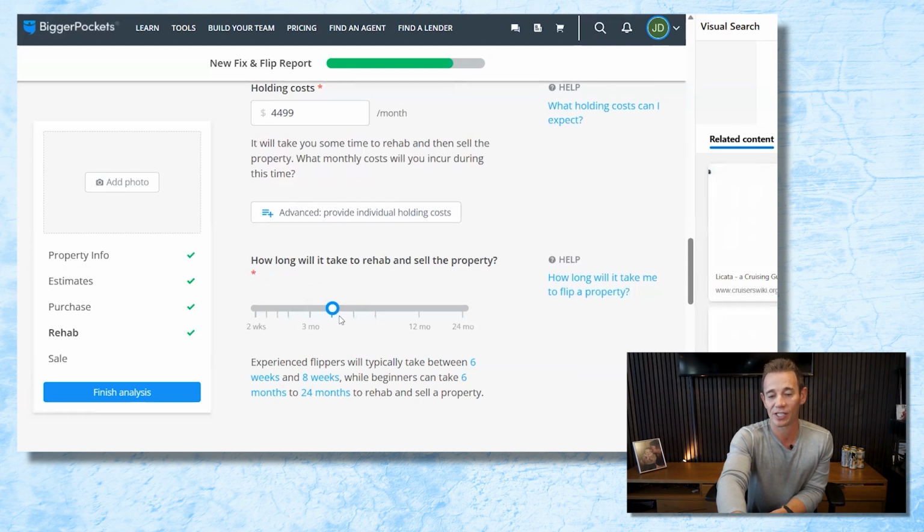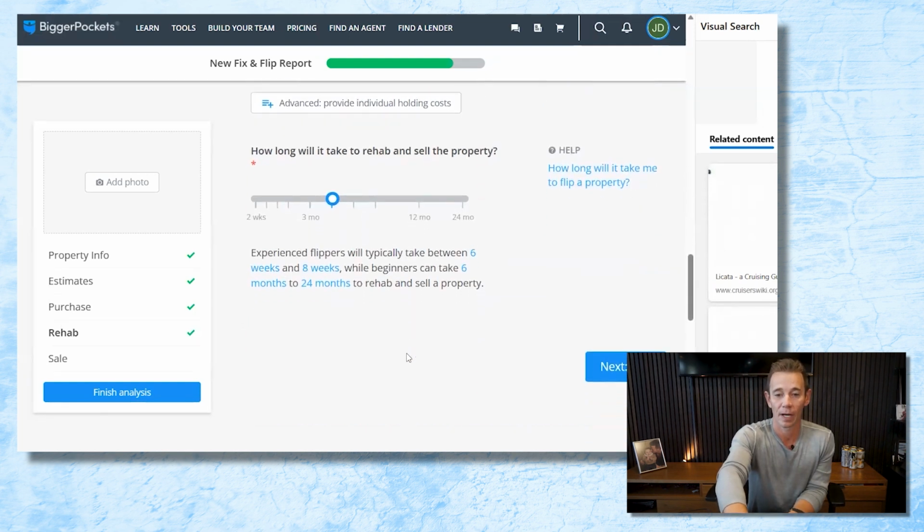So as you can see, we can change it. This is a very light cosmetic fixer. We should be able to turn the property in 8 weeks. It should be able to be sold within 30 days and close in 30 days. So we think we can get in and out of this deal in a 4-month period. So we're going to set the timeline at 4 months. That's going to count for that $4,500 a month for the 4 months. And then you're going to click on the next sale.